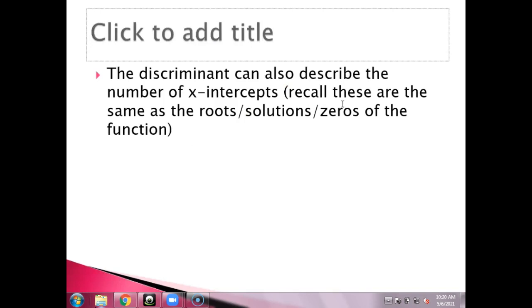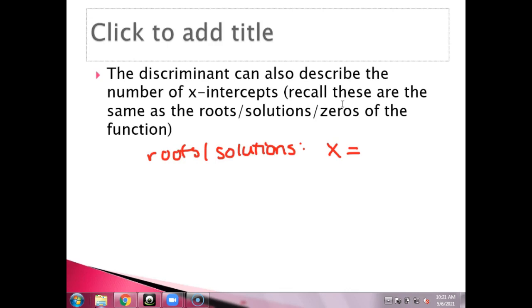So like I said, the discriminant can describe the number of x-intercepts. That's what I was just showing you on that previous example. So if you recall, we have roots, solutions, zeros, x-intercepts. All of these words are very similar. The roots or solutions always come as x equals. That's why the quadratic formula is x equals. That's why when you factor, your answers are x equals.